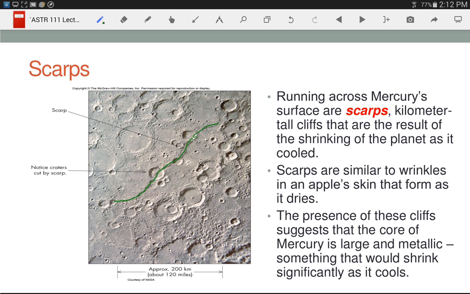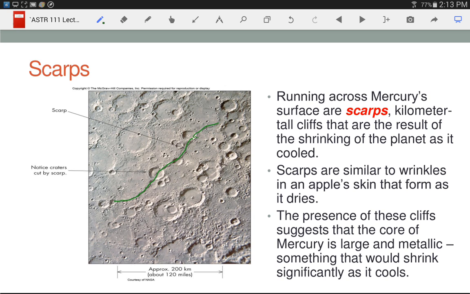So it has these cliffs. And notice that cliff cuts right through a crater. Now, of course, your job as a scientist, if you're to accept it, is to try to figure out things like what would cause that. And the scientific idea that seems to have stuck is that that's the result of shrinkage.